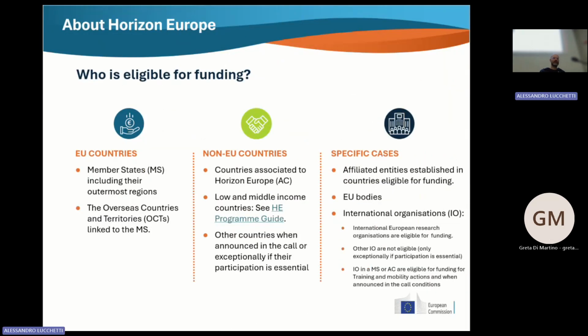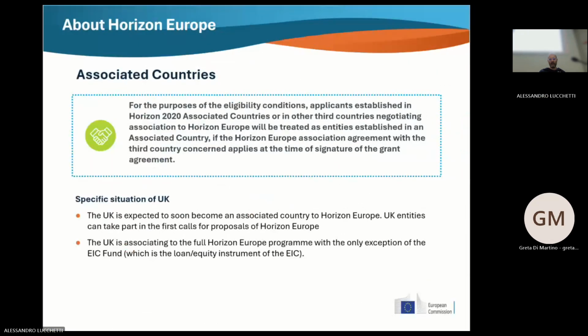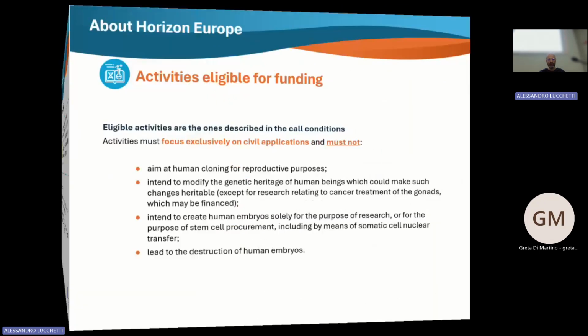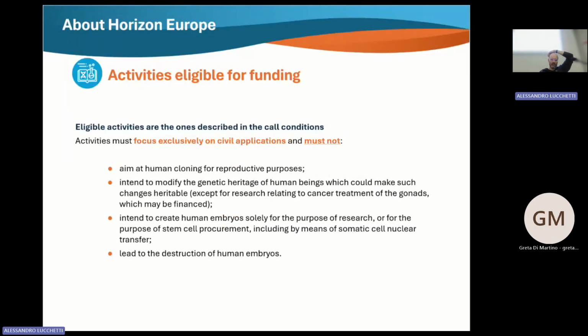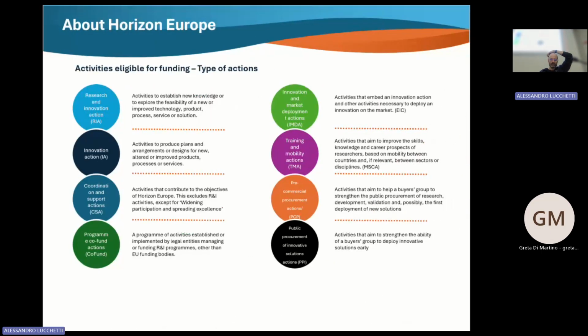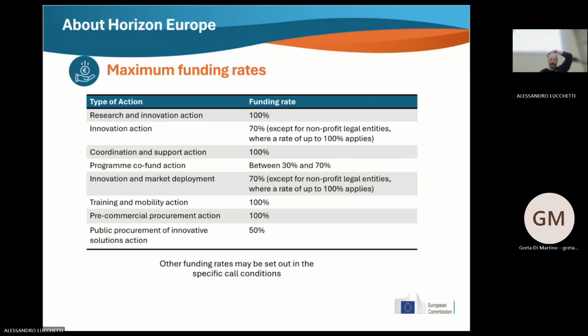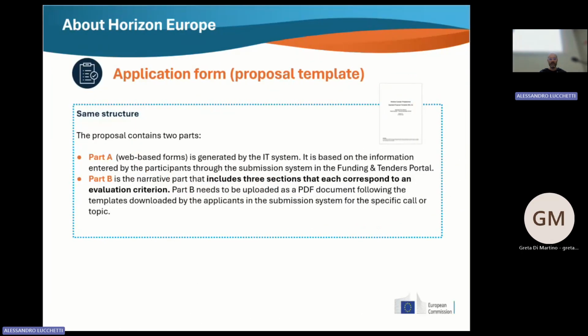Who is eligible? EU countries, but also non-EU countries. Associated country, this is something different, but it's not a matter here. I just want to focus on the key points. Okay. Here you can see that for research and innovation action, the funding rate is 100%. In the LIFE project, you saw 60%. Therefore, this type of project is much better, but it is even more challenging because there are usually several applications.